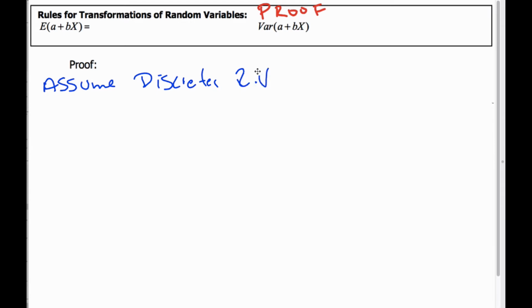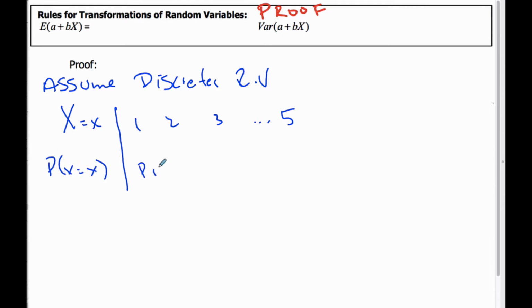So what my probability distribution looks like is, well, little x, my random variable, will equal x, and I'm going to have 1, 2, 3, onwards forever, really. So I'll just say there's 5 of them. I don't know. And then the probability of x being x will be P1, P2, P3, and so on. Actually, as opposed to 5, let's just make it n. So this is Pn, and those are the probabilities associated with it.